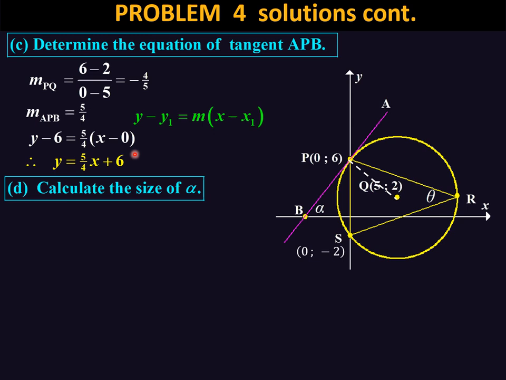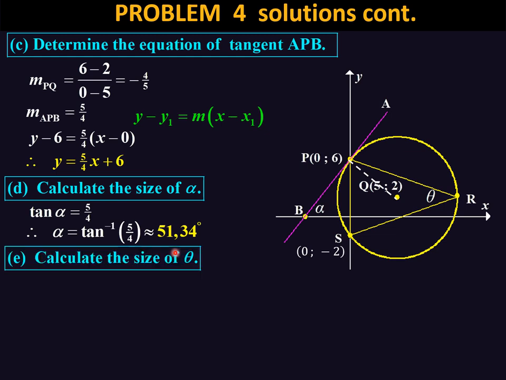Calculate the size of alpha. Let's see, where's the alpha? There's the alpha. So alpha is this angle between the x-axis and the tangent. The gradient of the tangent is 5 over 4, so tan alpha is equal to 5 over 4. Therefore, alpha is equal to the inverse tan of 5 over 4, or arctan of 5 over 4, which in this case is approximately 51.34 degrees.